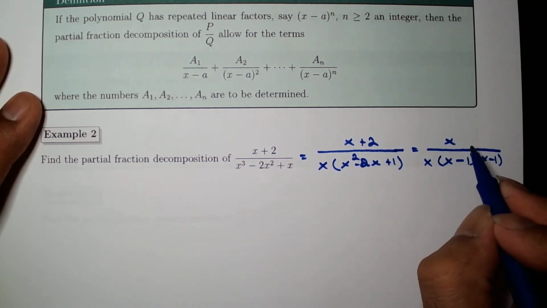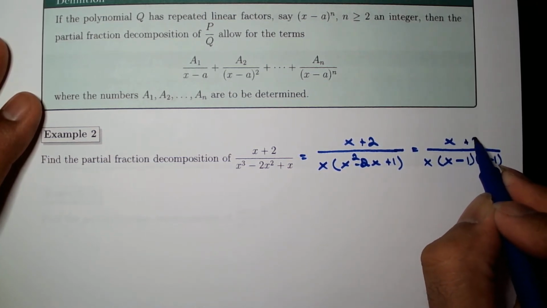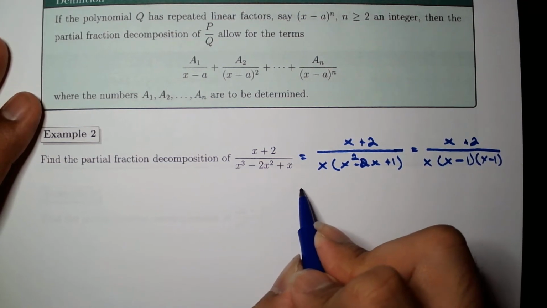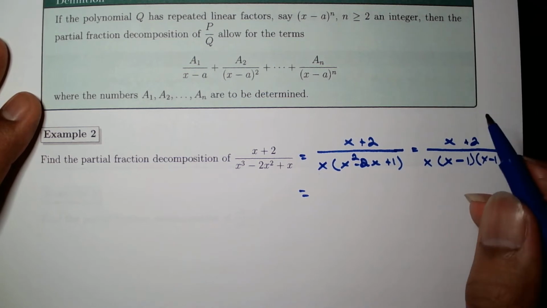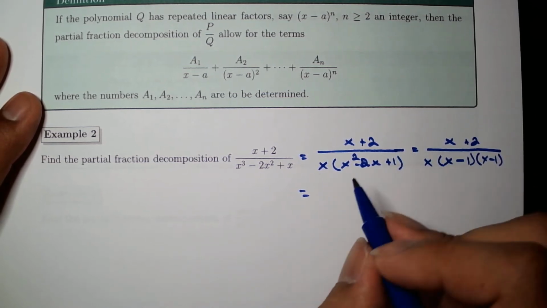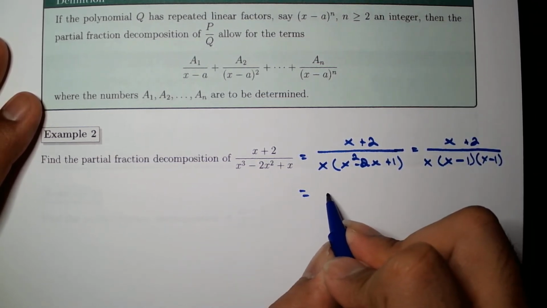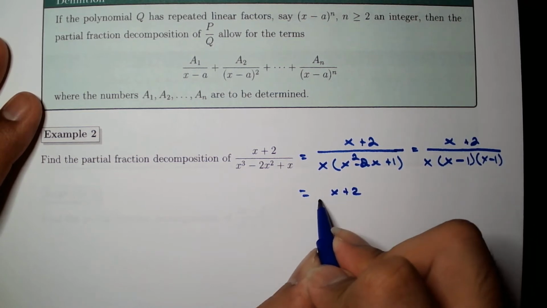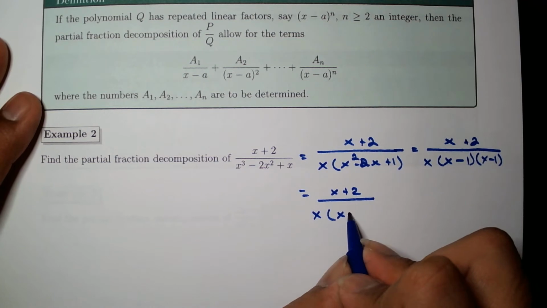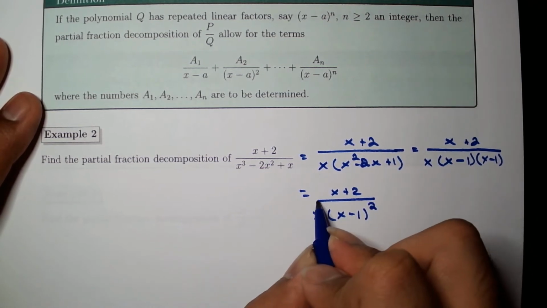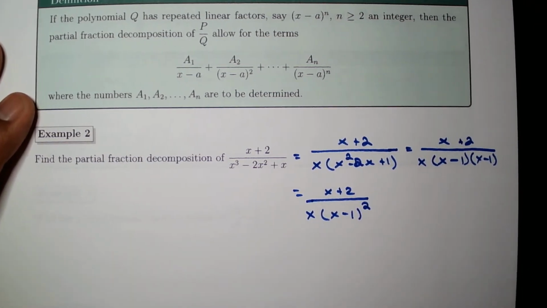So in this case, let's see. I'm going to write this as x plus 2 in the numerator and x times x minus 1 quantity squared in the denominator. All right. Now, how is this going to work?